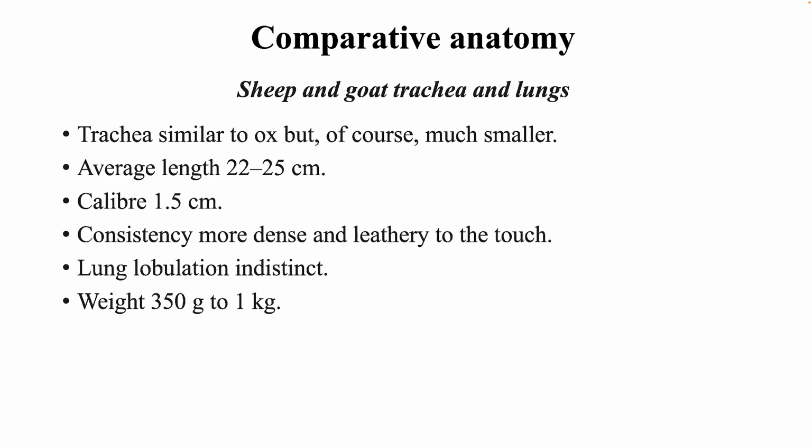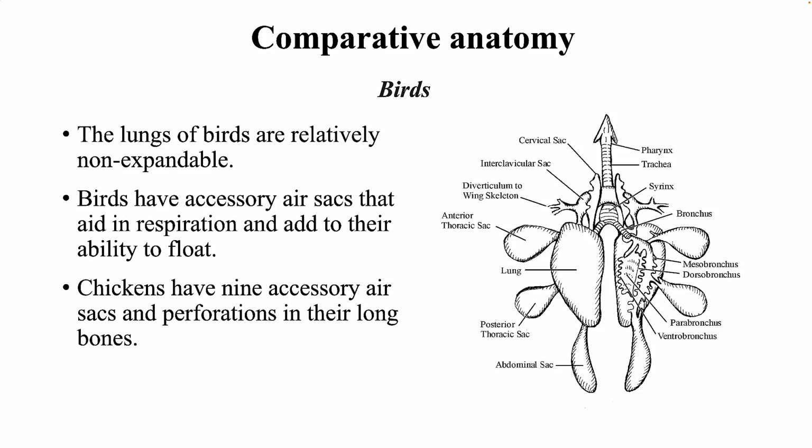Its length is about 22 to 25 centimeters. The inner diameter or the caliber is 1.5 centimeters. Consistency is more dense and leathery to touch. Lobulation here is also indistinct. That means lobes are not clearly separated among each other. And the weight also varies from 350 to 1 gram.